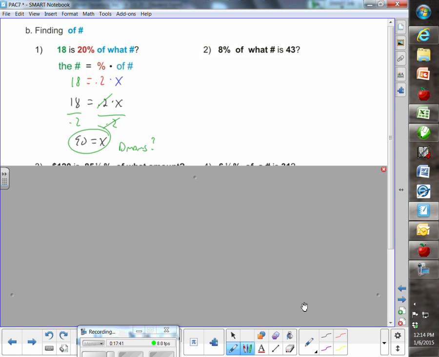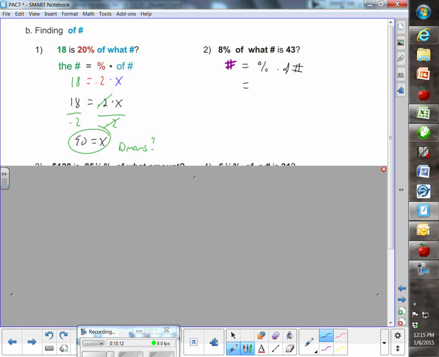All right, on to the next problem. So again, what are we going to do? We're going to say the number, that should be black, equals the percent times the of number. Every time you guys write a problem for homework, I expect to see the formula first. I expect to see you subbing in the values. And then I expect to see you solving. Okay, so again, let's see. I'm going to call on somebody.